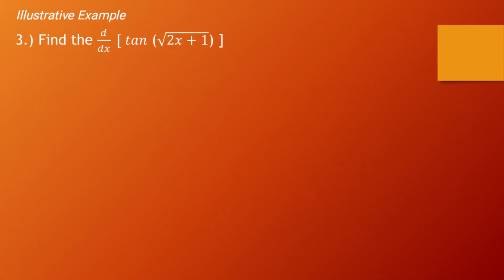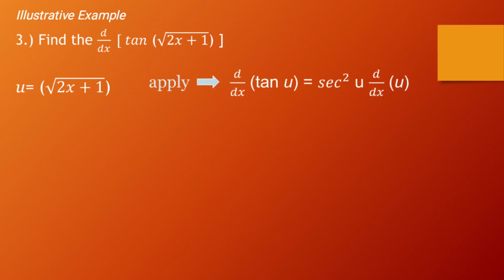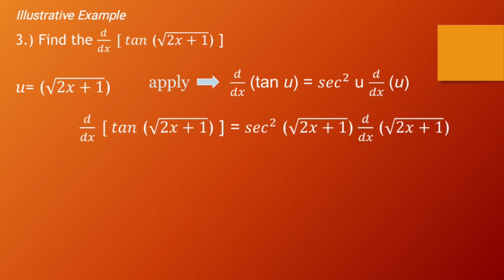Let's move forward to our third example. Find the derivative of tangent square root of 2x plus 1. So our u is the square root of 2x plus 1. Apply this rule for getting the derivative of tangent. So we have tangent u is equals to secant squared u times the derivative of u. Plugging in the value of u, which is the square root of 2x plus 1, we have secant squared square root of 2x plus 1 times the derivative of square root of 2x plus 1.